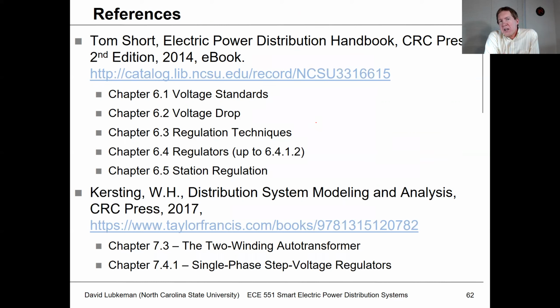And then we'll be combining this with capacitors later on, so you can see how the two could be used for solving voltage drop issues. As far as references, if you're looking for some other references, Tom Short in his book does a pretty good job of talking about the construction of the regulator and how you would make use of it. And if you want to see more on the details of the modeling, you could take a look at Bill Kersting's book. Okay, so that's all I've got for the regulation. And what we'll be doing in the next lecture is we'll talk about how the power flow actually gets calculated.